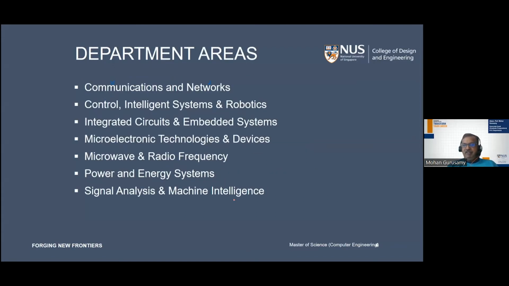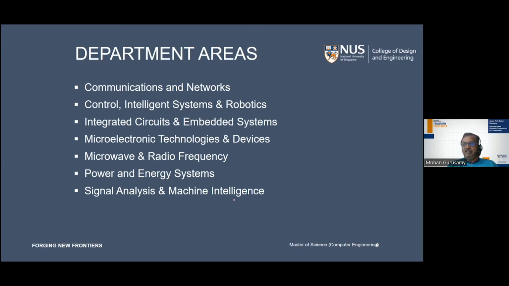About our department, as I mentioned earlier, it is the Electrical and Computer Engineering Department, which offers diversified areas. There are seven different areas under our department. For example, communication and networks, which focus on coursework as well as research in communications and networks. Similarly, we have control, intelligent systems and robotics, integrated circuits and embedded systems, microelectronic technologies and devices, microwave and radio frequency, power and energy systems, and signal analysis and machine intelligence.